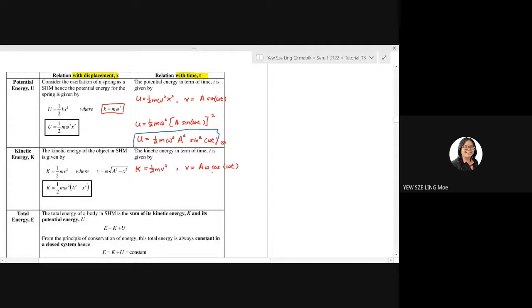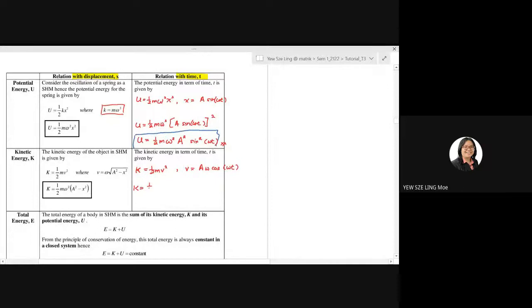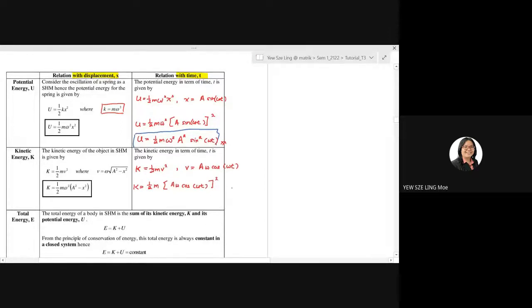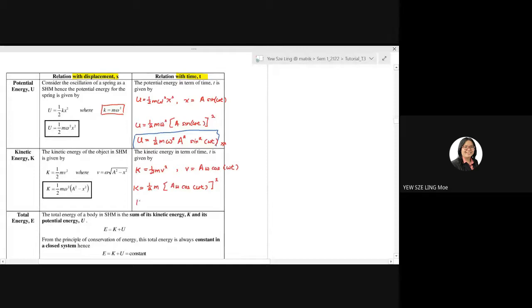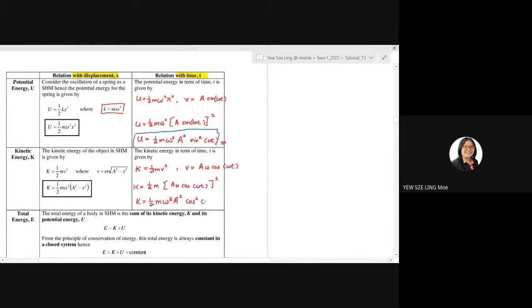Okay, A omega cos omega t. Plug it into the equations. K is equal to 1 over 2 m bracket A omega cos omega t. You close the bracket and then you square it. So basically you just square every term in the bracket. So K is then equal to 1 over 2 m omega squared A squared cos squared omega t.